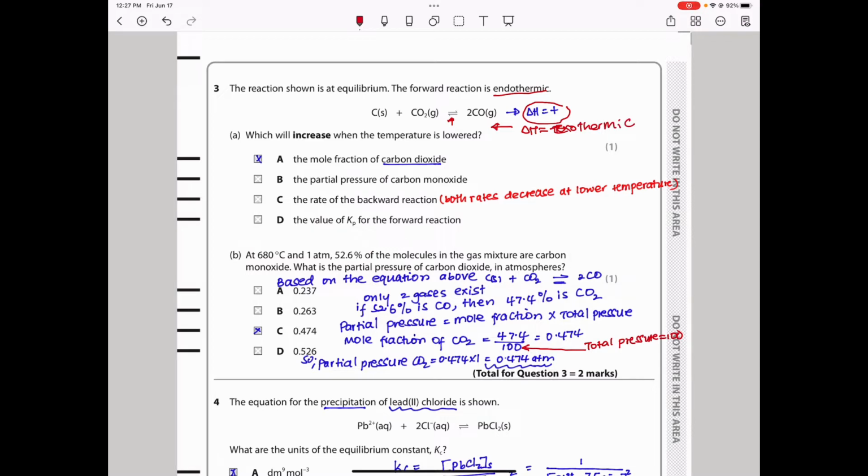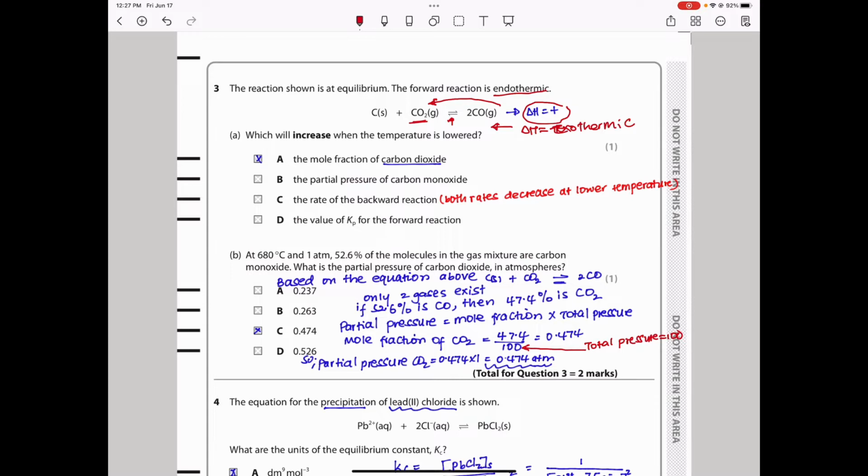So the question goes on to say, which will increase when the temperature is lowered? One thing that we need to know is, if the forward reaction is endothermic, it will prefer an increase in temperature. So if the temperature is lowered, it means the backward reaction is going to be favored. And when that backward reaction is favored, we're going to produce more carbon dioxide as well as the carbon. So they're asking which will increase when the temperature is lowered.